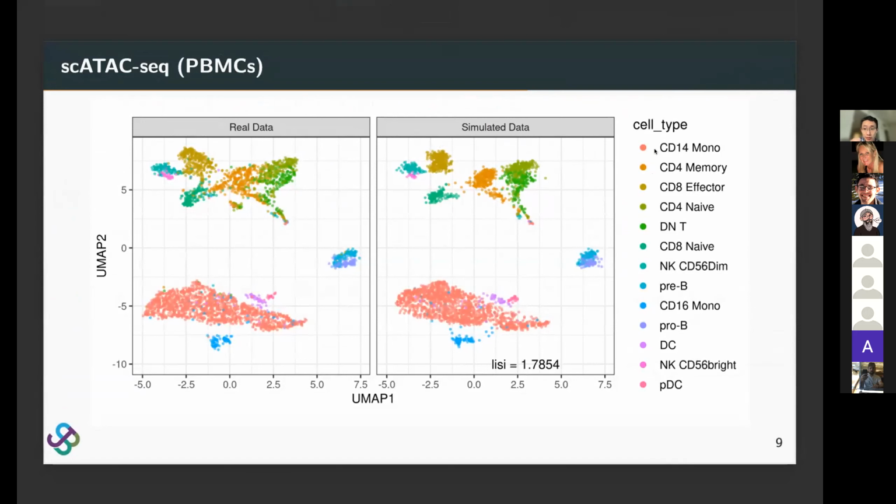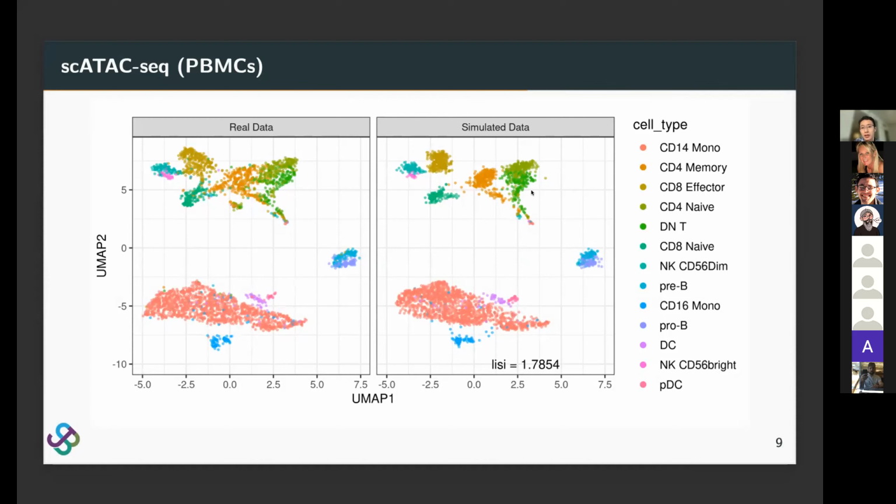In the last case for the simulation part, we show the assay ataxic data, and it also measures the PBMC. You can see here we have many different cell types. And here the LISI value is also very high, which means that we simulate the data quite well. If you observe the data more carefully, you can see our cell type boundaries are kind of more clear than the real data sets.